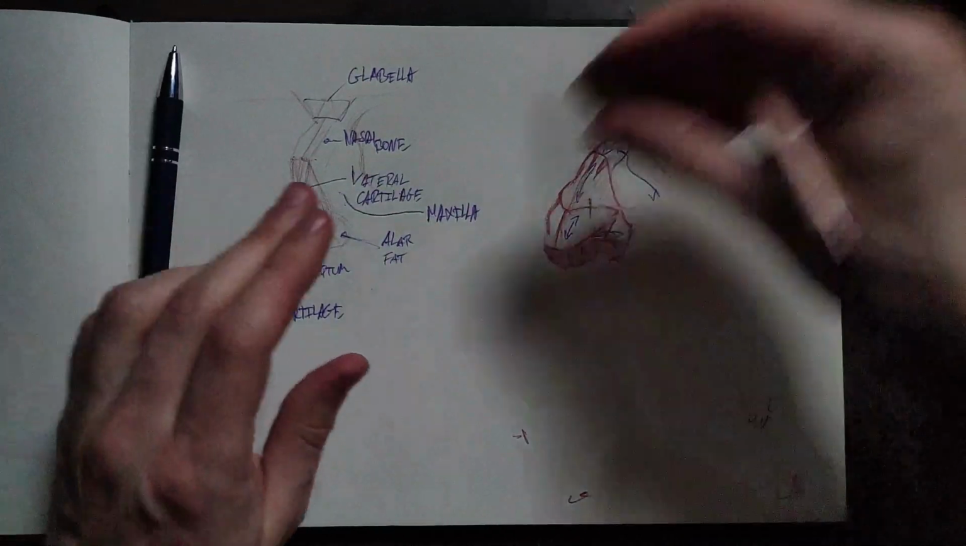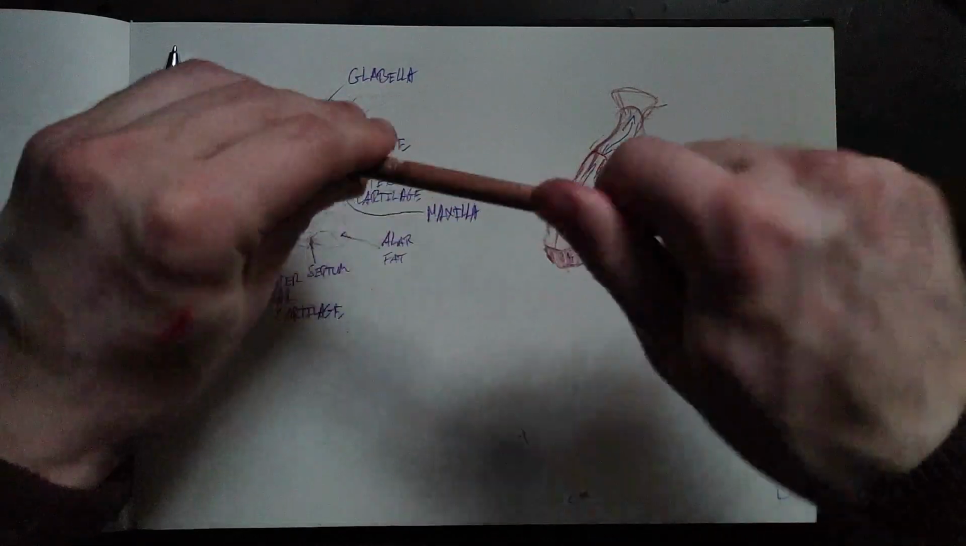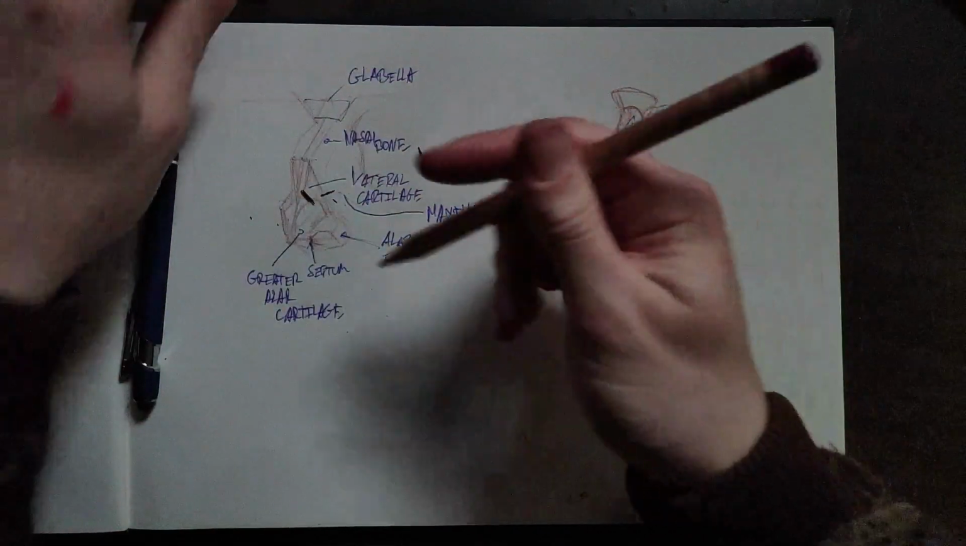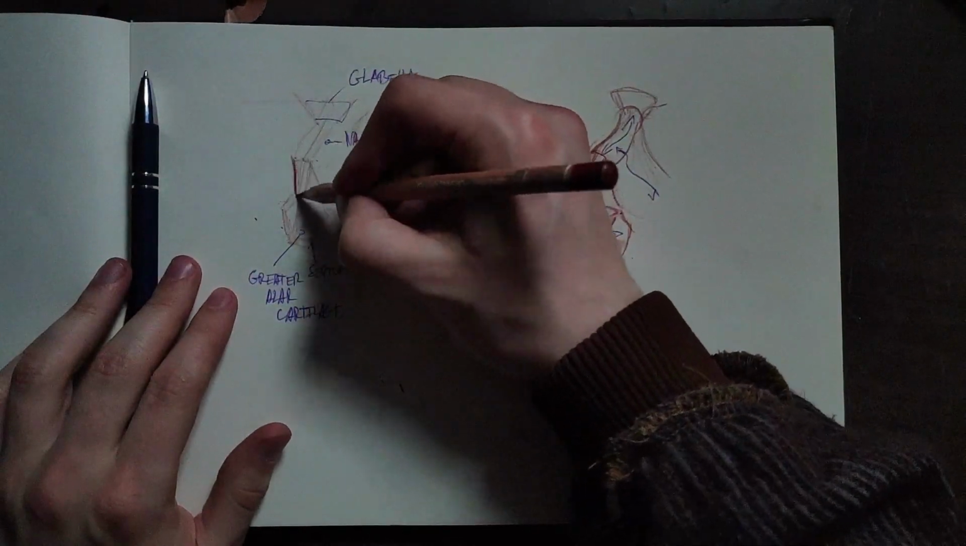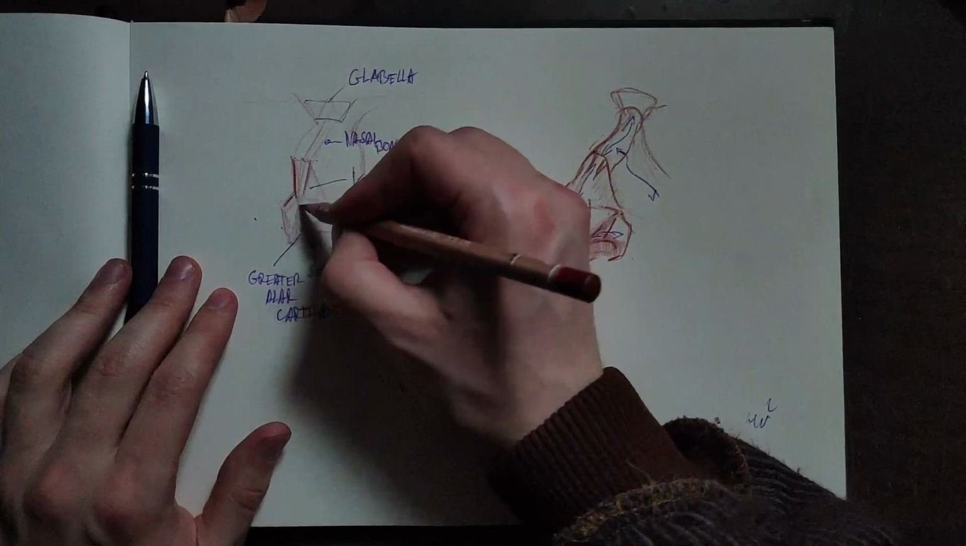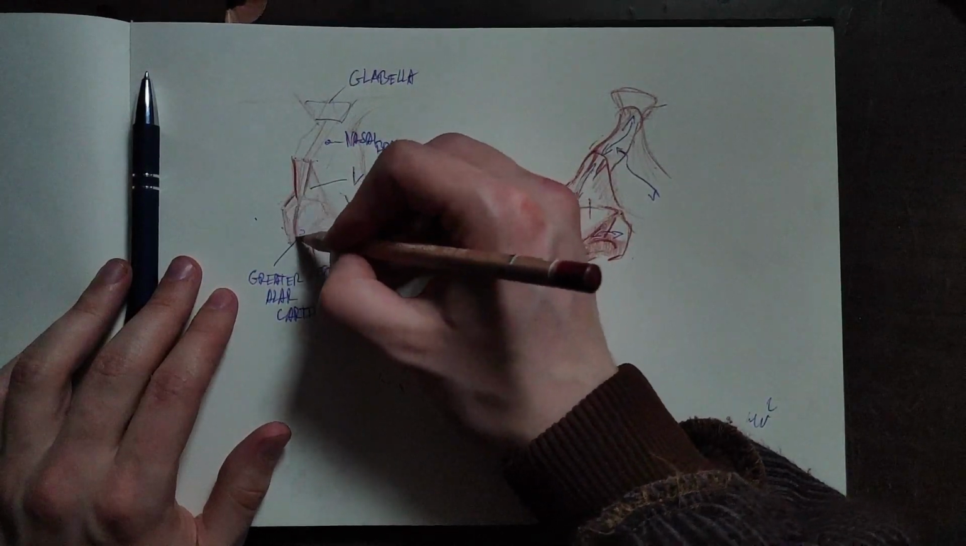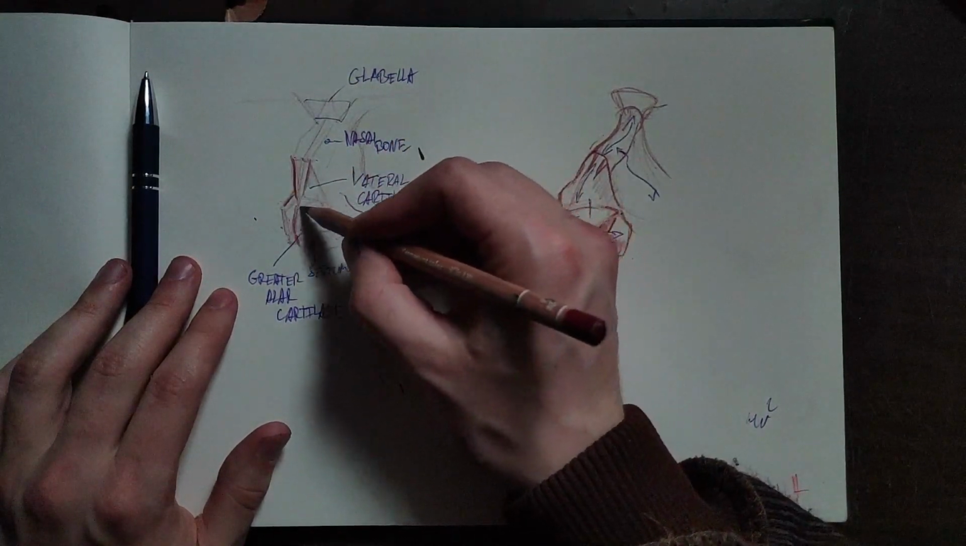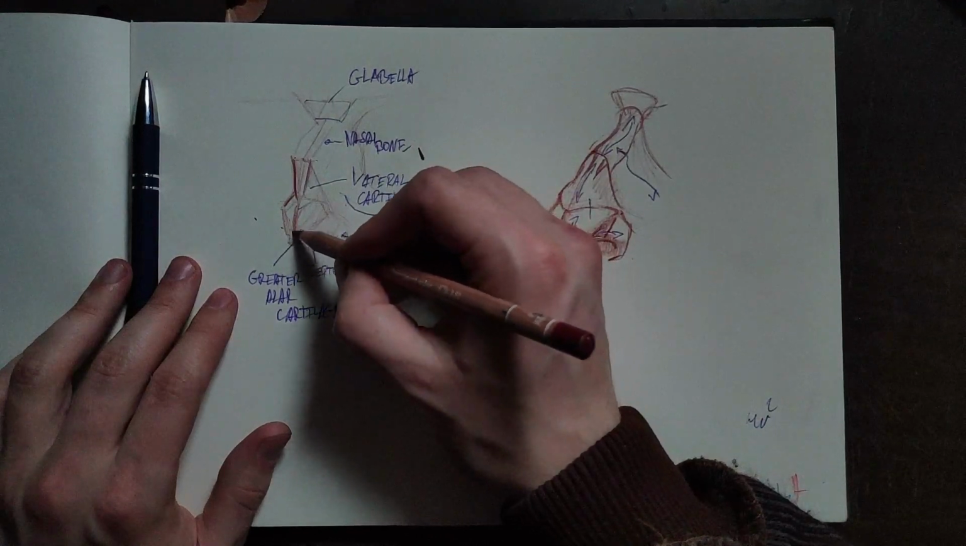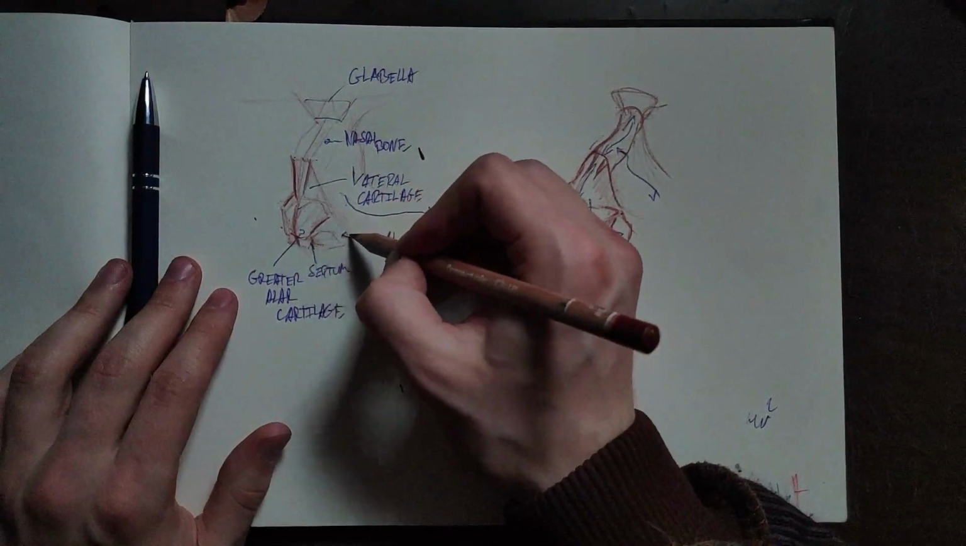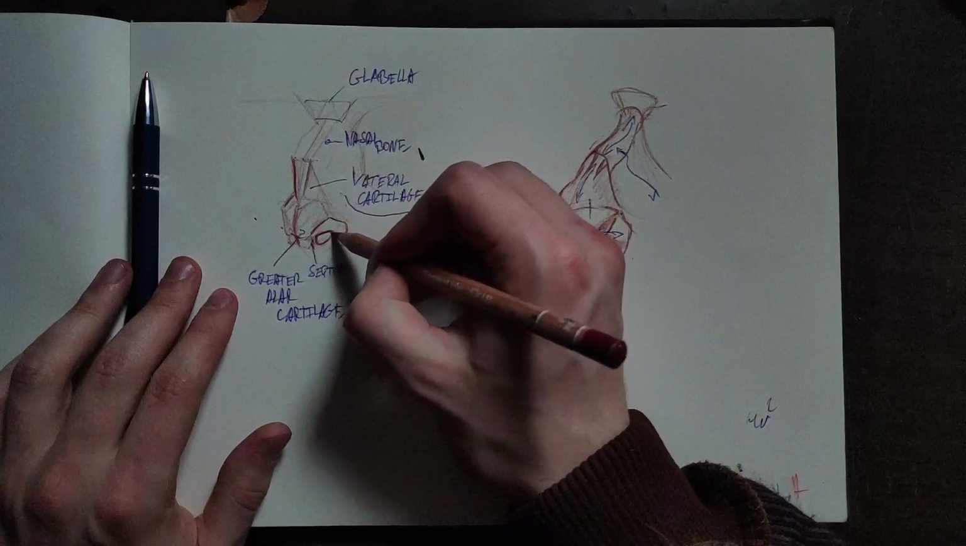Actually, I'll just go in with my pencil and darken up my first drawing just so you guys can see what's going on a bit more. What are we working on here? The greater alar cartilage, like we said before. And this is alar fat.